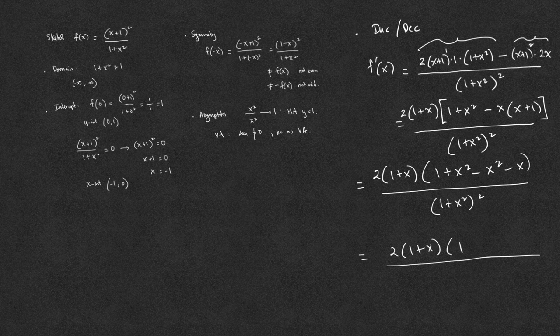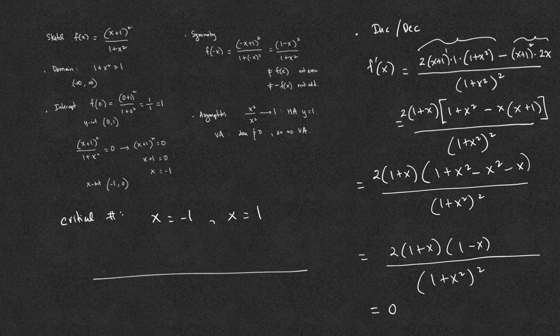We end up with 1 minus x over 1 plus x squared squared. We then set this equal to 0 and find the critical numbers to be negative 1 and 1 only. X equals negative 1 and x equals 1. We then construct the sign chart for f prime with these critical numbers as cut points.